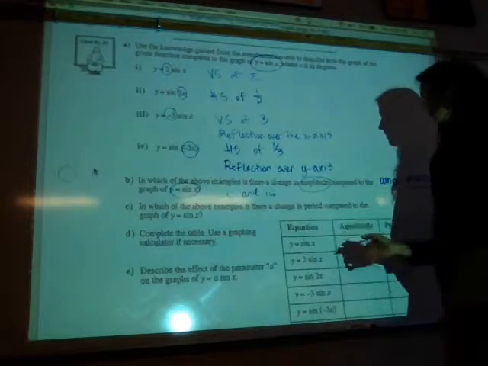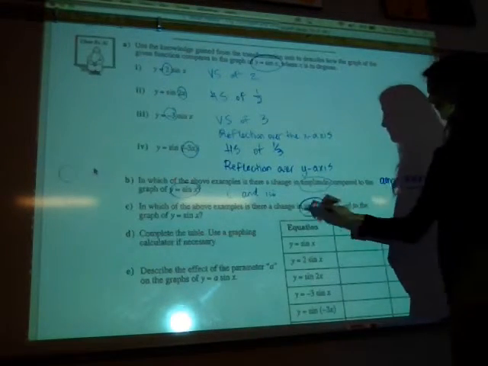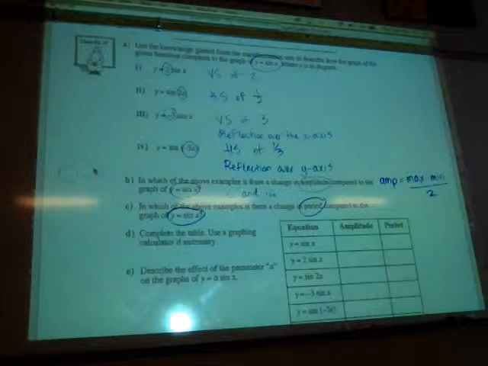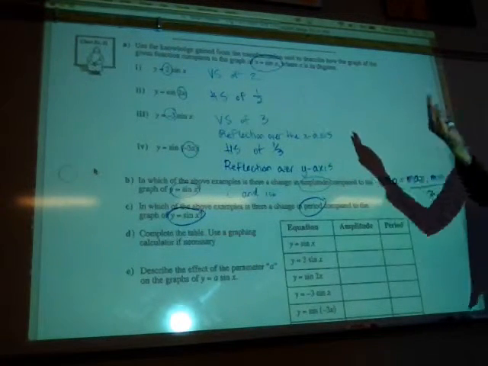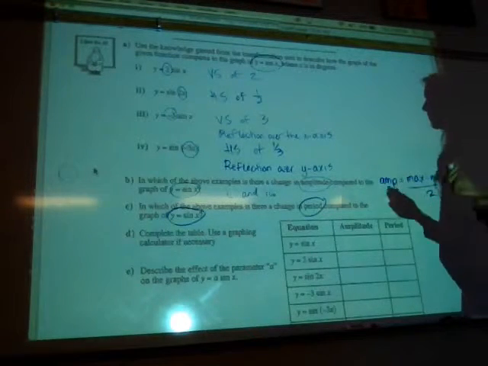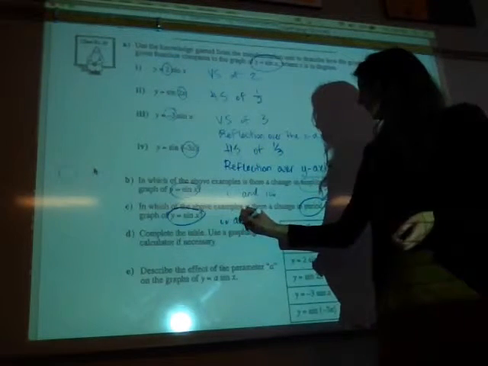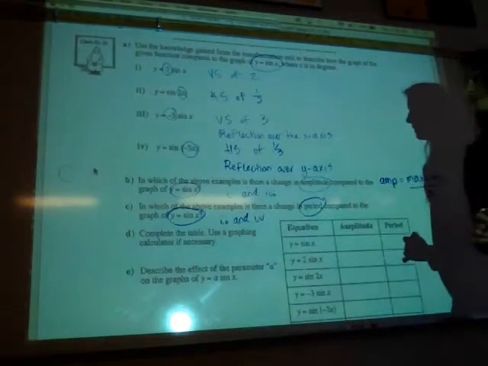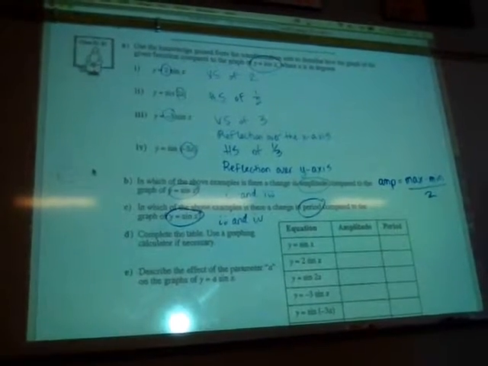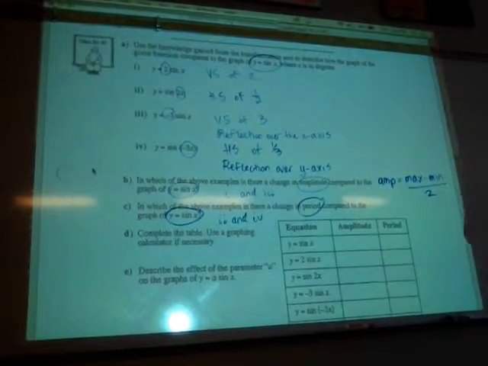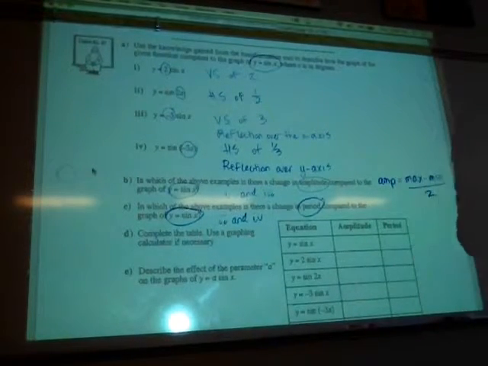Part C, in which of the graphs above changed the period from the original graph y equals sine x? So normally, sine, if I just go over here, has a period of 2 pi. Which would impact that period? In other words, compress it or stretch it wider. Anything that has a horizontal stretch. So that's graph 2 and graph 4. So anything stretching vertically is going to impact the amplitude, and if we're stretching horizontally, that's going to impact the period. Okay?